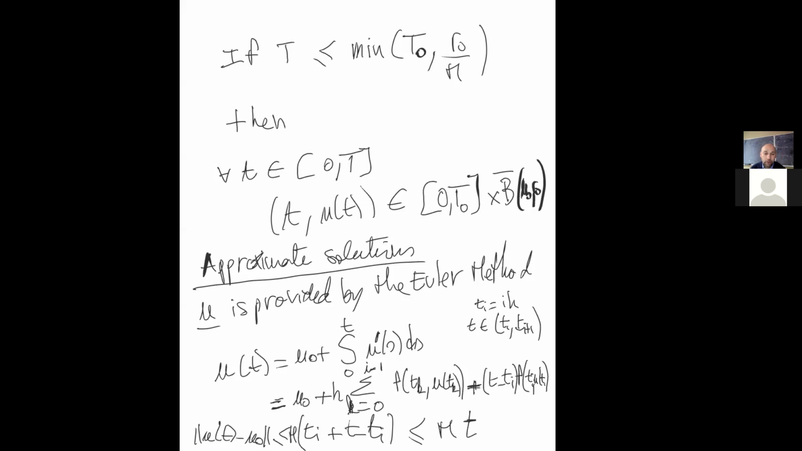for a function provided by the Euler method. So I have a uniform bound for all the functions constructed by the Euler method. Okay, so this is not hard. You have to write it if you didn't get it, but this is not hard.